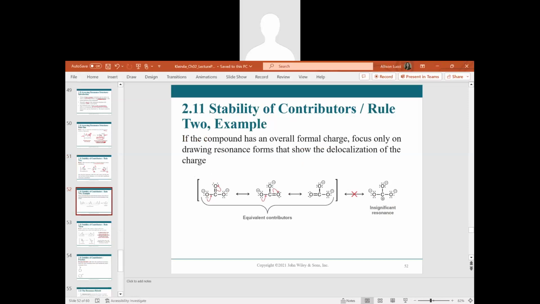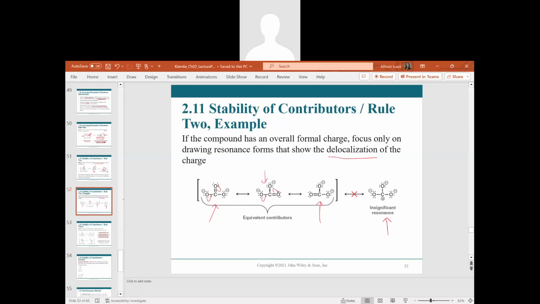Next, we have an example here that shows us when we have an overall formal charge, we want to focus on the resonance structures that show delocalization of the charge the best. So we have 2 negative formal charges, 2 negative ones on each oxygen or on 2 oxygens in each of these structures. Over here, we have way more formal charges. We have less even distribution of positive and negative charge. So that's what they mean about the delocalization of charge.